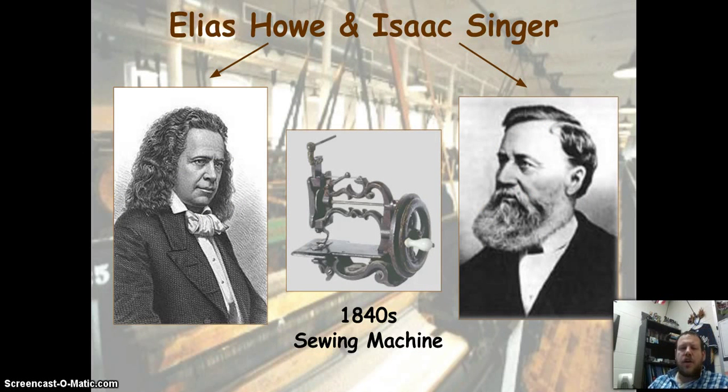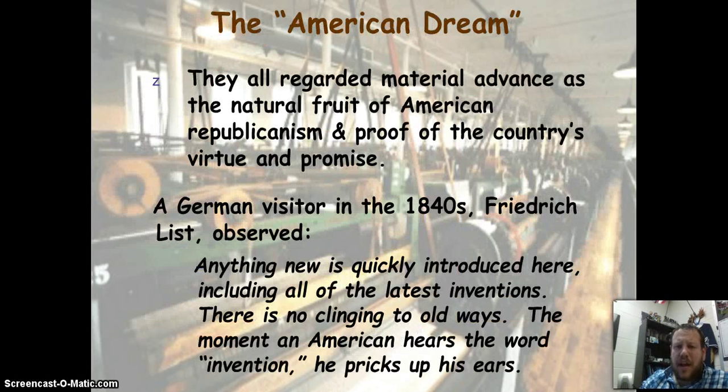The sewing machine. No more sewing clothes by hand. You can't imagine sewing clothes by hand anymore. But then you have a sewing machine turned by a crank. You now make clothes at a quicker rate. Less people needed. See where I'm going here, all that kind of stuff, okay? Think about the American dream, guys, okay? As immigrants start coming here, we'll talk about immigration later on, but they all regard material advance as a natural for American republicanism and prove the country's virtue and promise. The idea we're making new stuff made us a good country.